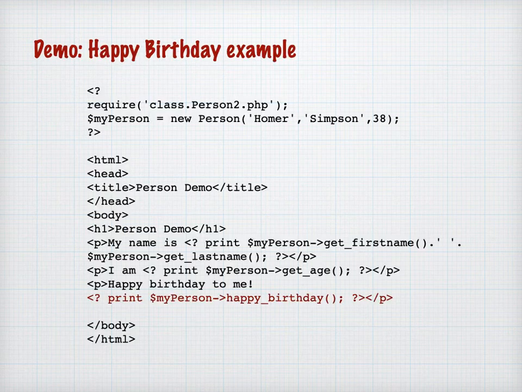So if we were to use that, it would look like this, and you can see down the bottom here, print my person happy birthday. That will print out the string that's returned from that function. So in other words, it adds 1 to the age and then it just prints out the message about what the age is.